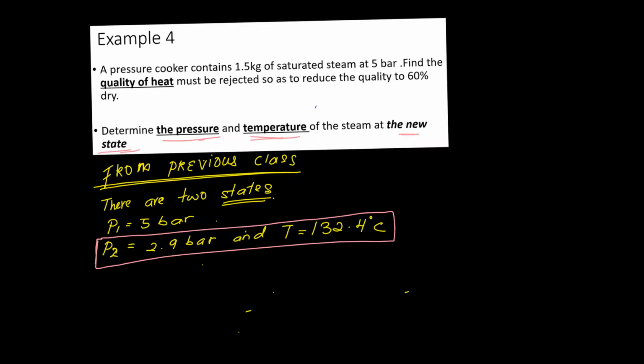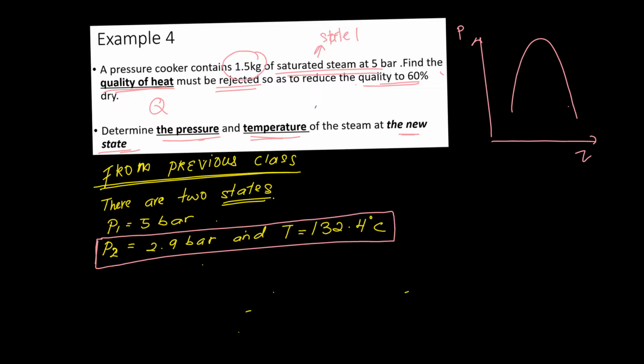The question says that a pressure cooker contains 1.5 kg of saturated steam. So this indicates state 1. Find the quantity of heat, so we're talking about Q here, that must be rejected. It means it must be cooling down, so they reduce the quality to 60% dry. So initially, okay, so all my P specific volume.